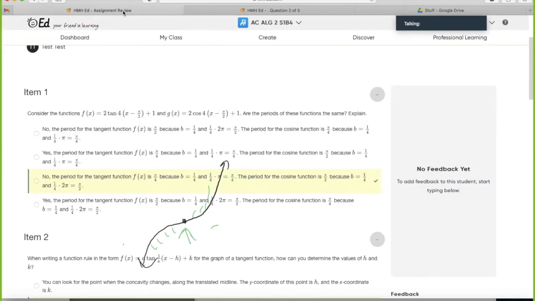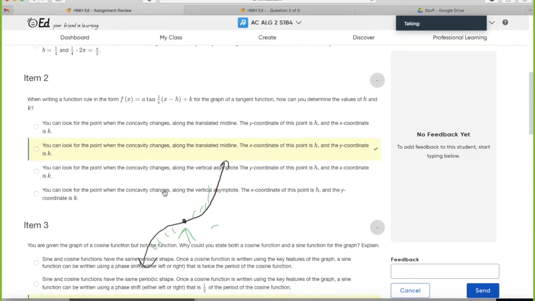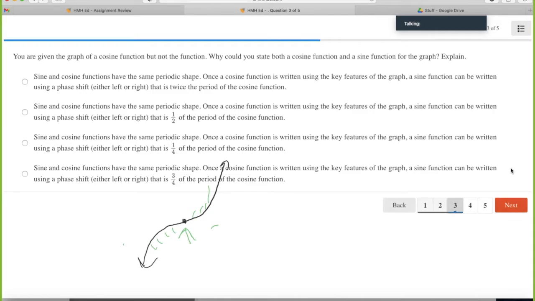Let's check our work. You can look for the point at which concavity changes along the translated midline. The x-coordinate is the h, and the y-coordinate is the k. Yes, that's what we did. Oh wait, graph.